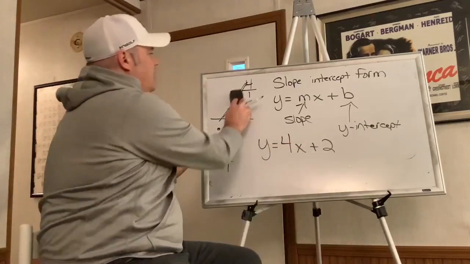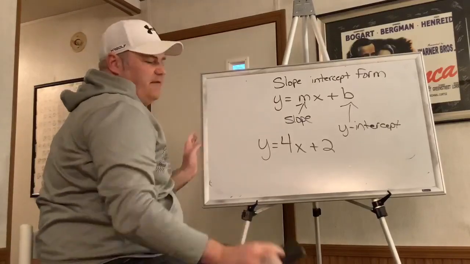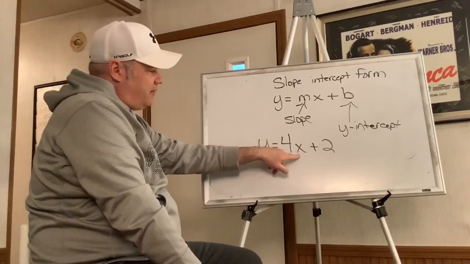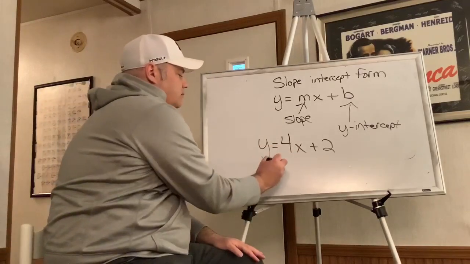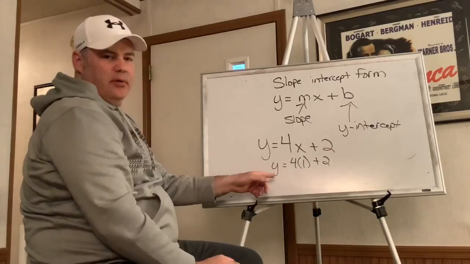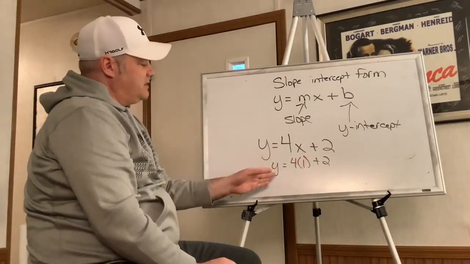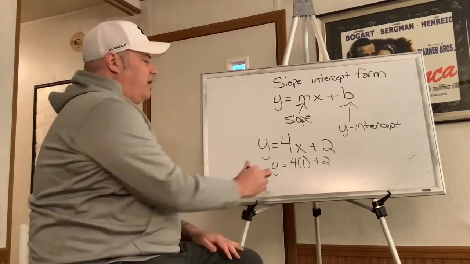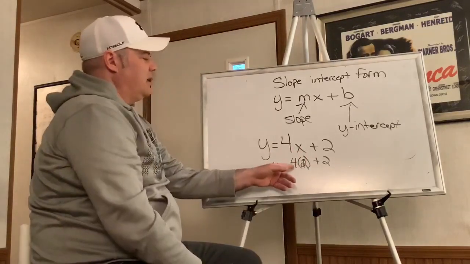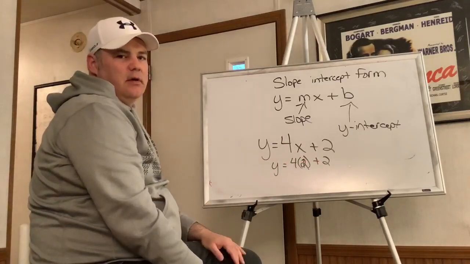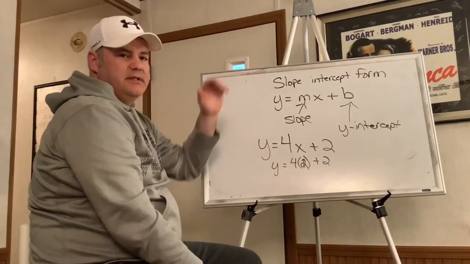Now, it's still an input-output problem. If I put in a 1 for x, it's still going to give me an output. 4 times 1 is 4, plus 2 is 6. So (1, 6) is an input-output. If I put in 2 for x, I'm going to get 8 plus 2 is 10, so (2, 10). Those are all still going to be points up there.